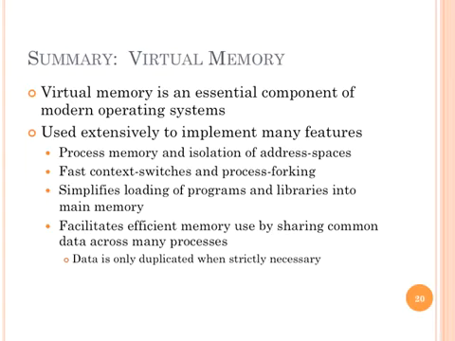But anyway, fast context switches and process forking using our various fancy techniques, copy on write and so forth. Loading of programs and libraries into main memory. Remember, we can just set up the mappings, and then the virtual memory system just automatically starts loading them in. Efficient memory use, sharing common data across many processes. That's extremely important and powerful. In fact, it's so common.